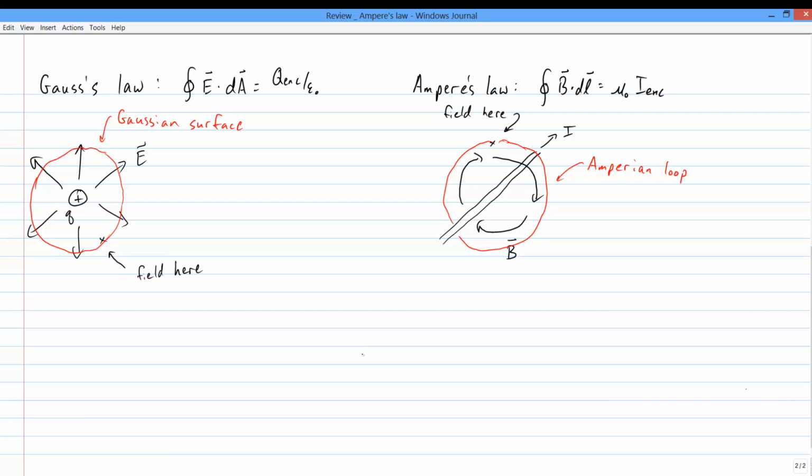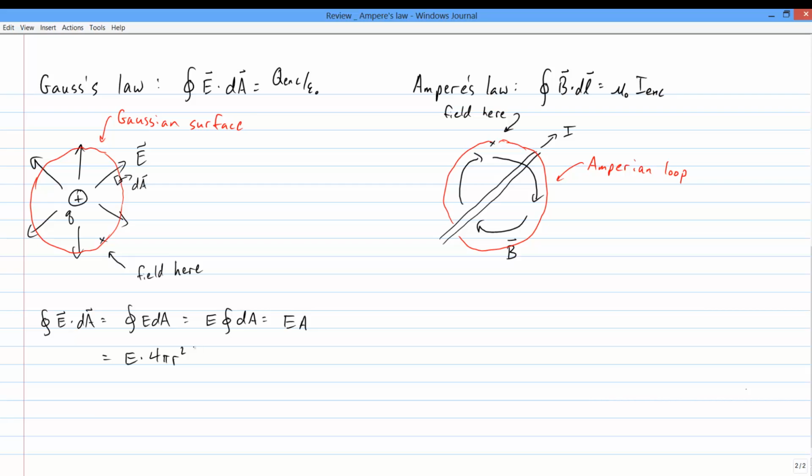Now, since the E field lines are radial, we know they'll be parallel to the area vector at any point on that Gaussian surface. And so E dot dA gives E times dA. Also, the spherical symmetry of the situation requires that the E field have the same magnitude everywhere on the sphere, so we can pull E out of the integral. And the integral of dA is just A, which is the area of the Gaussian surface.